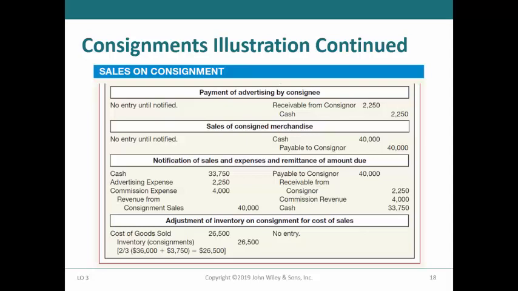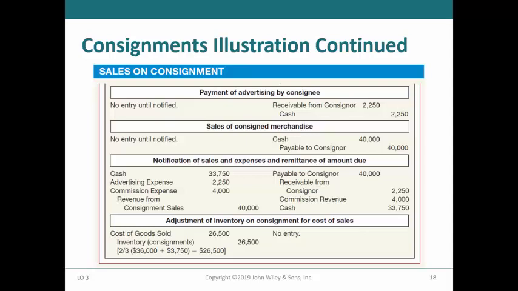At the end of the period, Best Value would record the commission revenue and remit the net proceeds from the sale to Nelba of $33,750 by debiting payable to consignor for $40,000 and crediting receivable from consignor for $2,250, commission revenue for $4,000, and cash for $33,750.